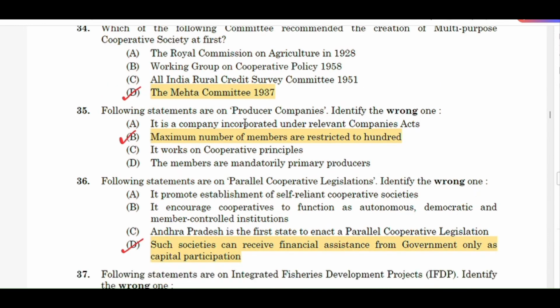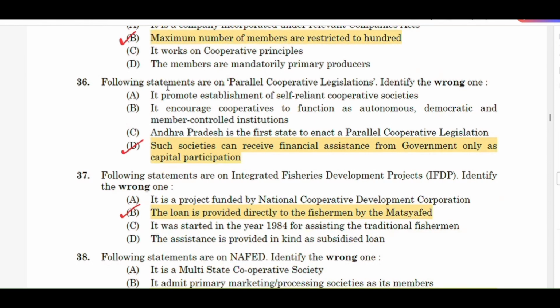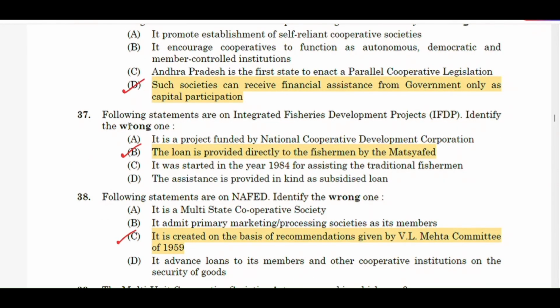Following statements are on producer companies. Identify the wrong one. Answer is option B, maximum number of members are restricted to 100. Following statement are on parallel cooperative legislations. Identify the wrong one. Answer is option D, such societies can receive financial assistance from government only as capital participation. Following statement are on integrated fisheries development project. Identify the wrong one. Answer is option B, the loan is provided directly to the fishermen by the MATSFED.